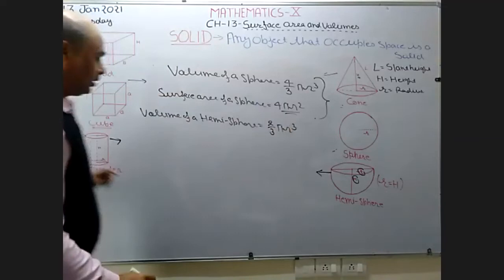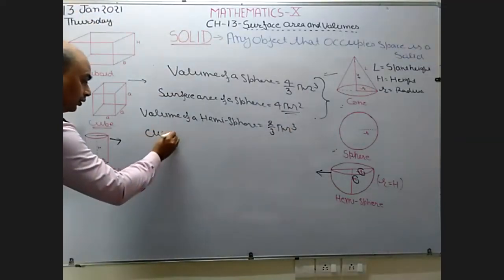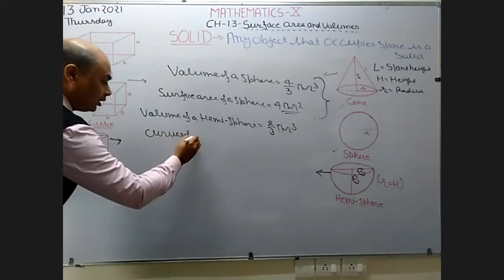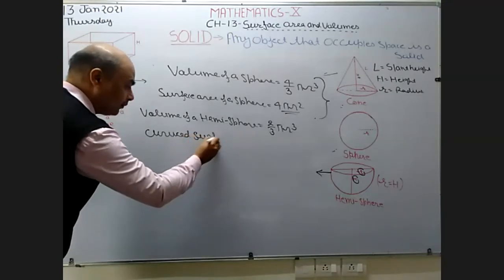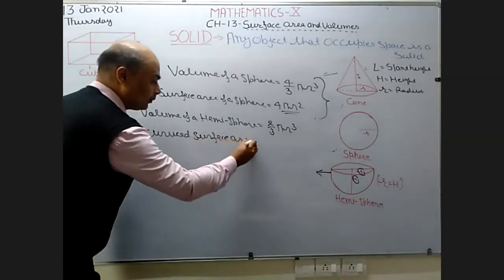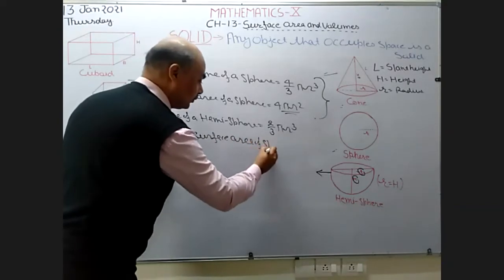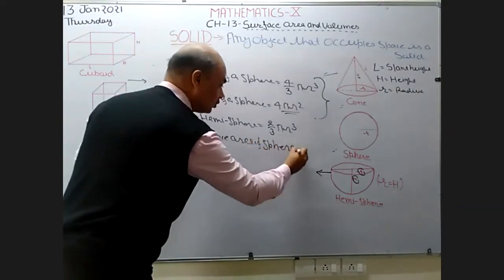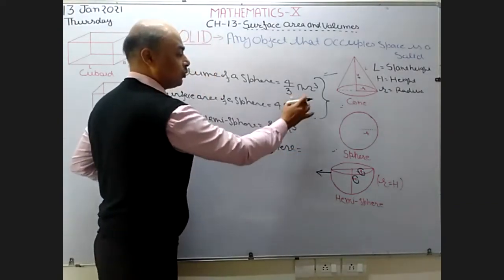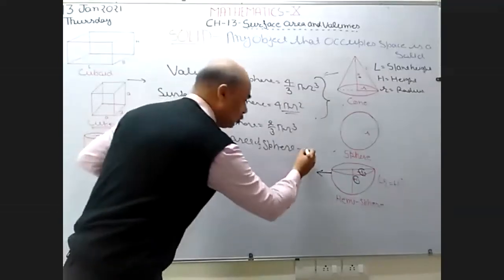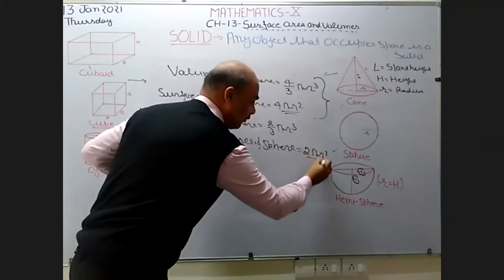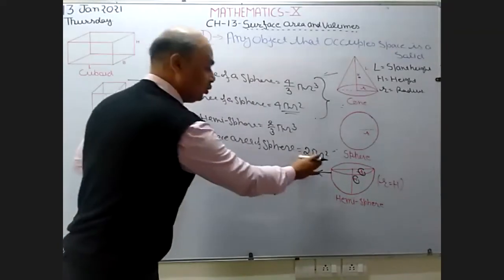Now the next one I want to write: curved surface area of hemisphere. The formula for total surface area of sphere is 4 pi r square. Half of this becomes 2 pi r square. The formula for finding curved surface area of hemisphere is 2 pi r square.